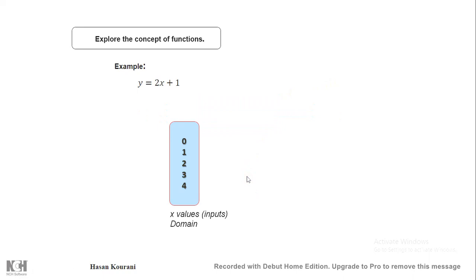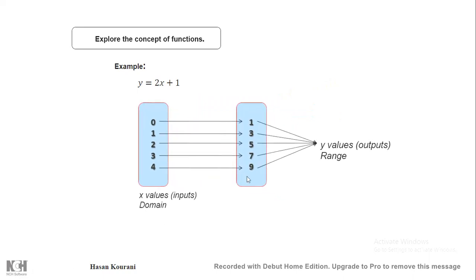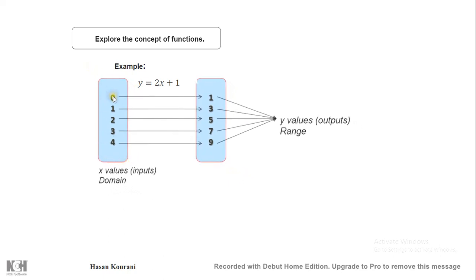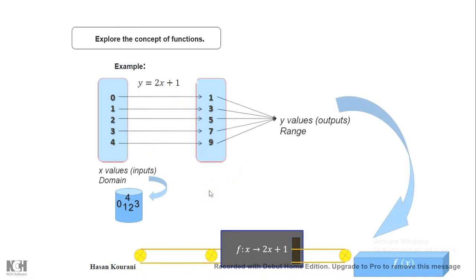Let's consider another activity. Let's say we have these two sets of numbers, 0, 1, 2, 3, 4, related or assigned to this set by this relation y equals 2x plus 1. And these are the x values or inputs, which we sometimes call the domain of this relation or function. And these are the outputs by this relation. For x equals 0, y will be 1. For x equals 1, y will be 3. Sorry, for x equals 2, the output y will be 5, and so on. And this can be illustrated by this.